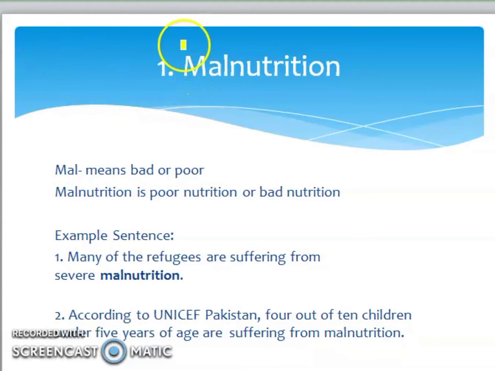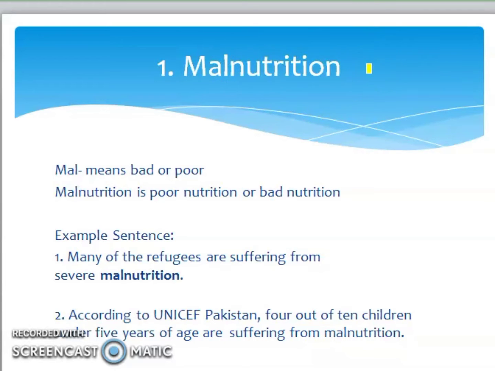So the first word is malnutrition. As usual, I will be using the technique of breaking the word down into different chunks, and we'll try to use our linguistic knowledge to identify the meaning of the chunks. So the first word is malnutrition. You might have heard of nutrition, nutritionist, nutritious.